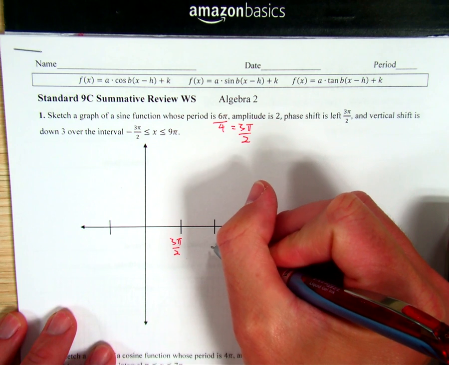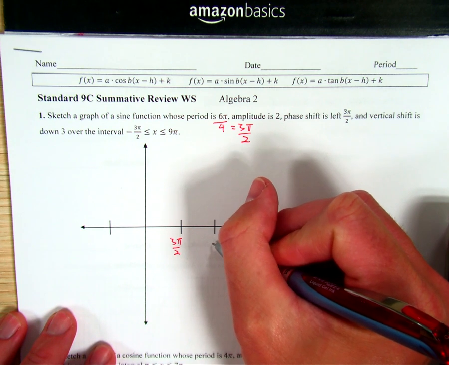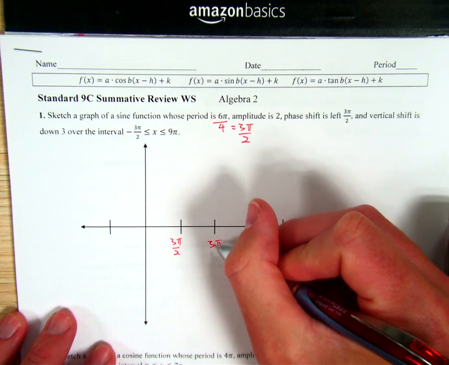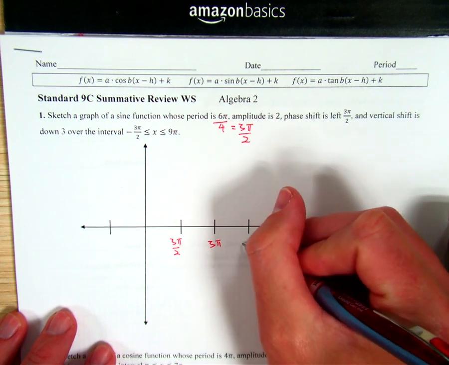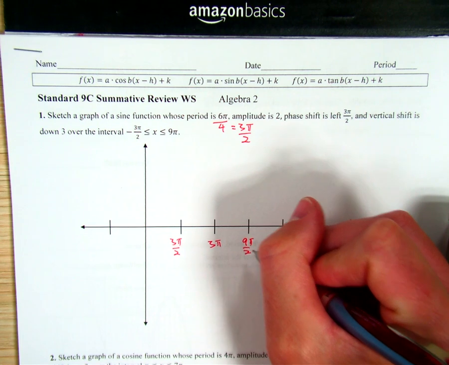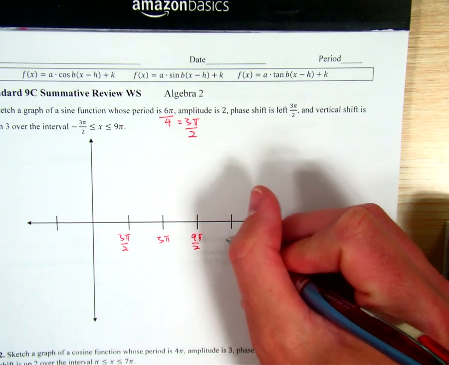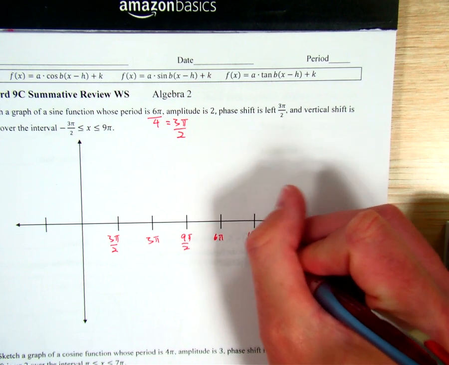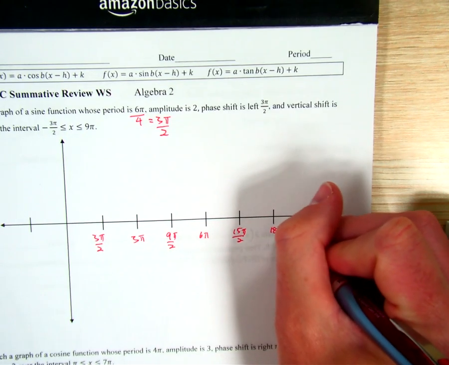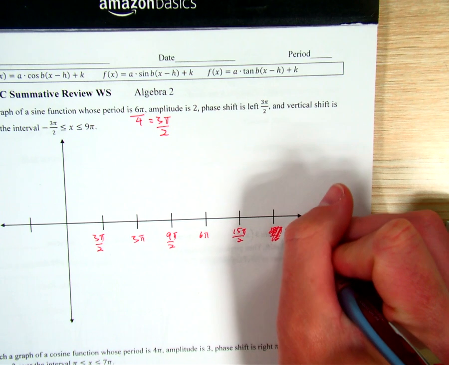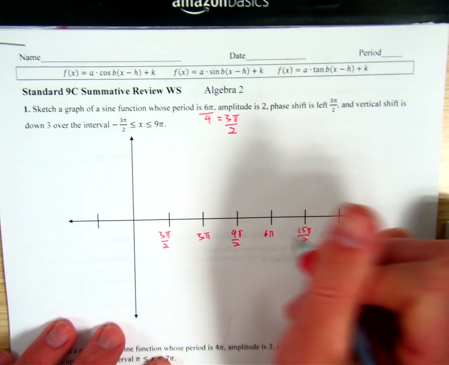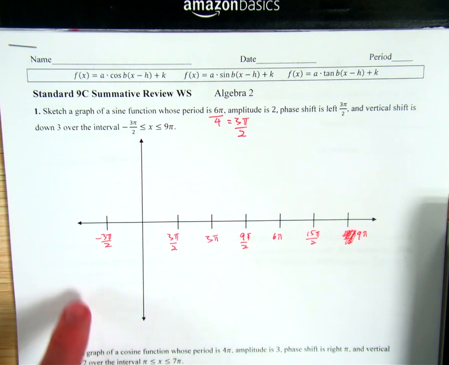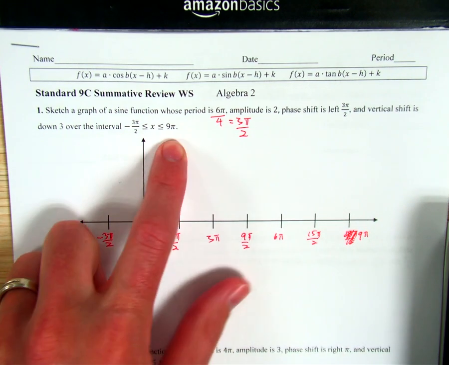Another 3 pi over 2 would be 6 pi over 2. 6 pi over 2 would reduce to 3 pi. 6 pi over 2 plus another 3 pi over 2 is going to be 9 pi over 2. Then we'll have 12 pi over 2, or 6 pi. 15 pi over 2. And 18 pi over 2, or 9 pi. Okay, on the backwards side, we'll have negative 3 pi over 2. And there's all the tick marks, going from negative 3 pi over 2 to 9 pi.